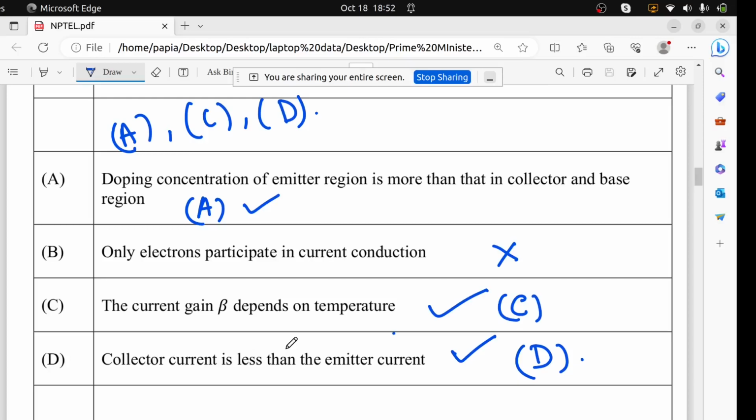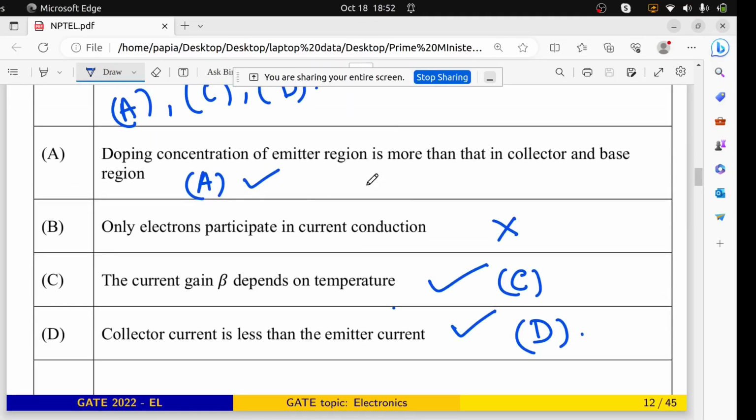Doping concentration of the emitter region is more than that in collector and base region, it will be correct. The current gain beta depends on temperature, that will be correct. Collector current is less than the emitter current, that will be correct. So this is an MSQ type question and there will be 3 correct options.